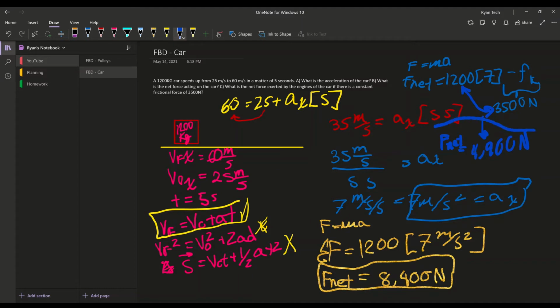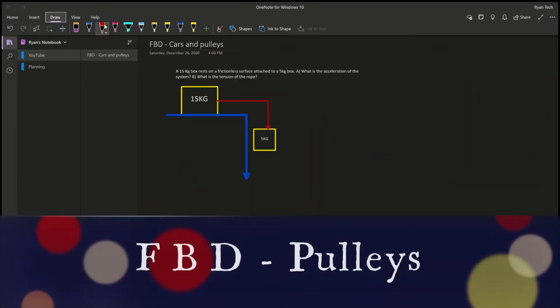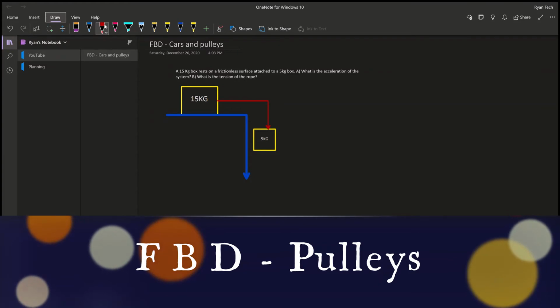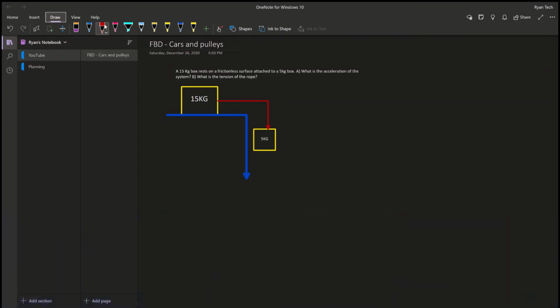Now on to a pulley problem. This is the part where we talk about pulleys. This question says, a 15 kilogram box rests on a frictionless surface attached to a 5 kilogram box. What is the acceleration of the system?